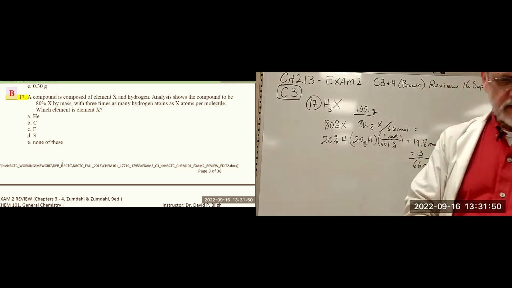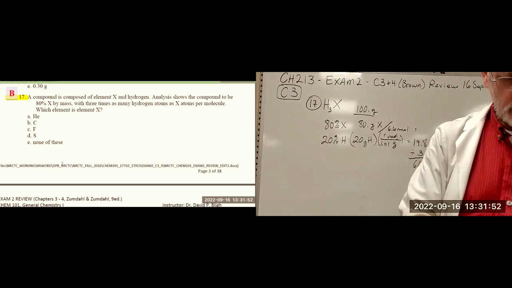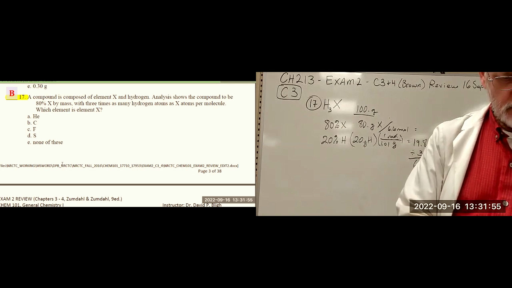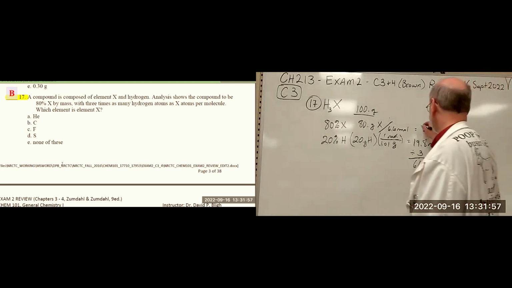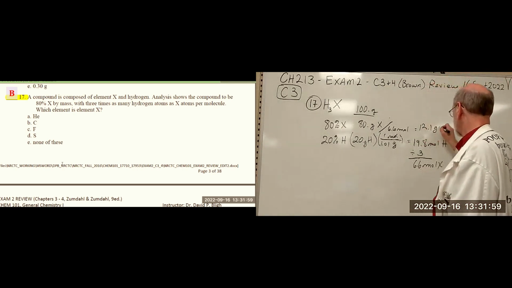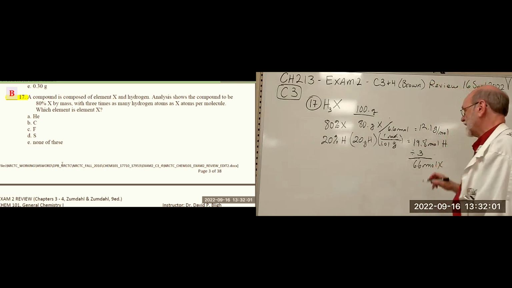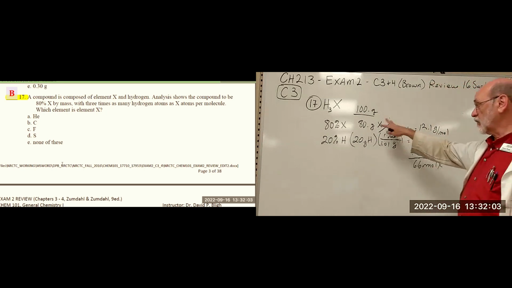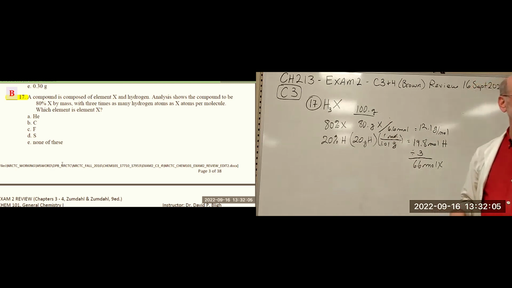Okay, 6.6 into 80. 12.1 grams per mole. Actually, I was reading the value wrong, the way I did it wrong. It really wasn't that number. It was a fraction, or very close to it. It was like 1.3 something. Okay, now we know that's carbon. See how easy it is to make mistakes?